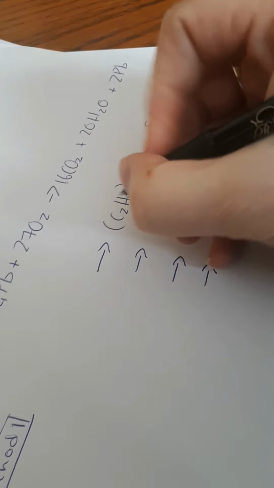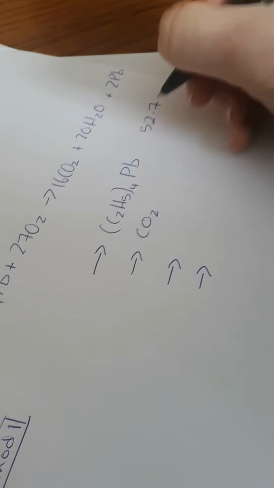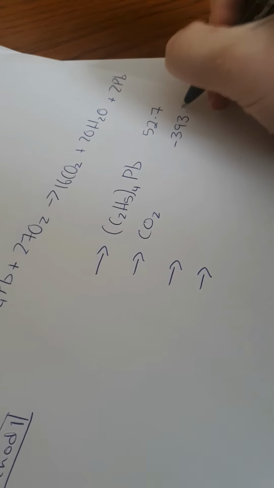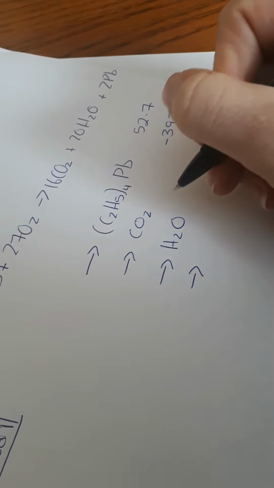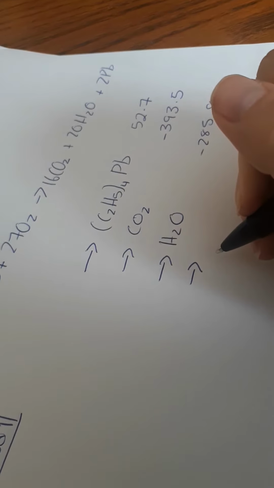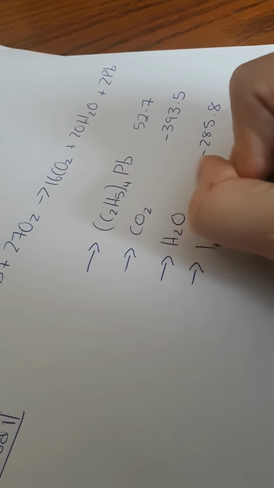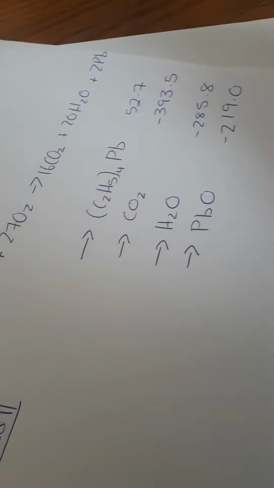I have carbon dioxide, which is CO2, and that is a value of minus 393.5. I am given water, which is H2O, and that is minus 285.8. And finally I have lead oxide, which is PbO, and that is minus 219.0. Okay, so what we're going to have a look at now is how each of these are actually formed.